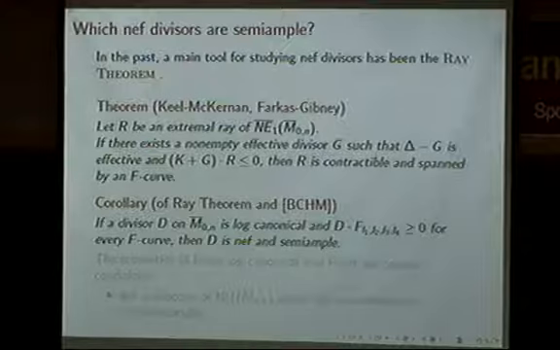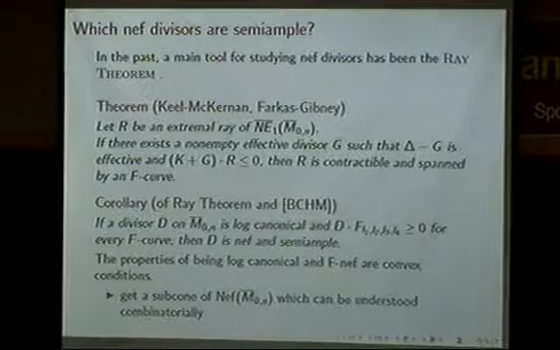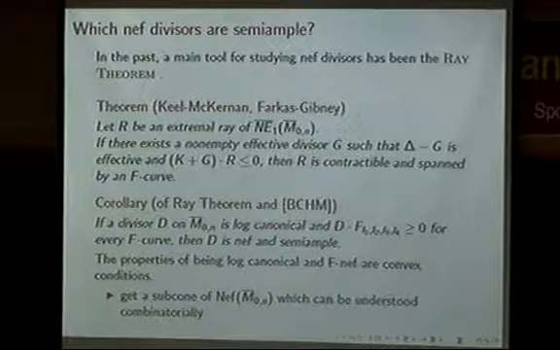So what is delta in that theorem? Delta is the total boundary, so the locus of all nodal curves. Okay, and I just want to point out that the properties of being log canonical and intersecting all the F curves non-negatively are both convex conditions, and they're also completely combinatorial. So we get a large subcone of the Neff cone, which we can understand completely combinatorially.